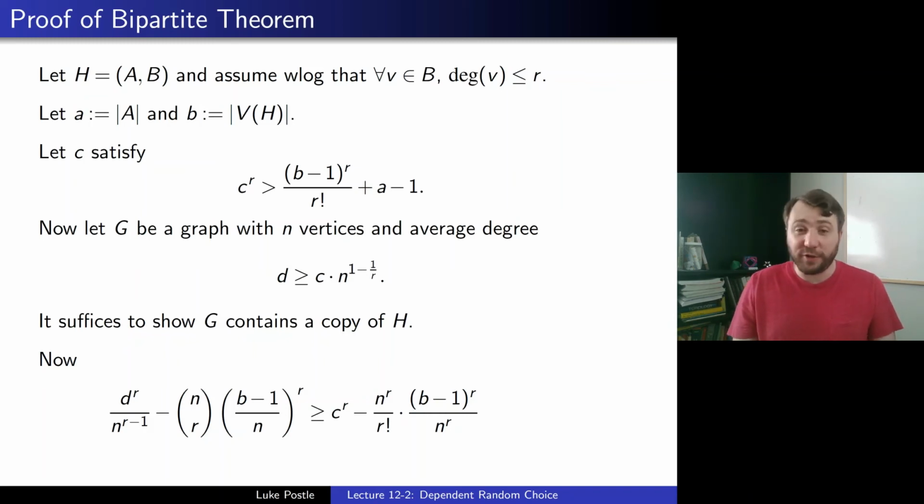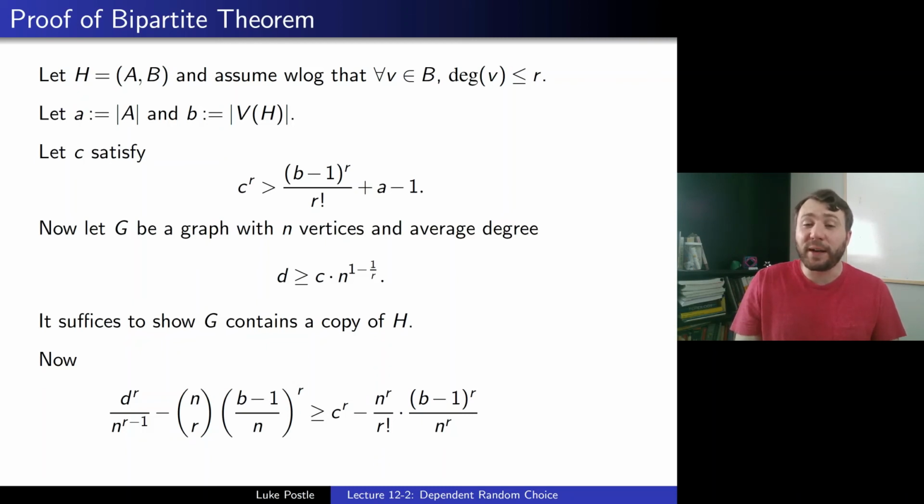So we have our average degree D, and I have some lower bound there. We want to check that D to the R over n to the R minus 1, minus n choose R times (b minus 1) over n to the R, is at least a minus 1, if you remember. And what do we have? Well, if I plug in that lower bound on D, we get C to the R, and it turns out that the n to the R minus 1 and n to the 1 minus 1 over R, to the R, cancel. So that first term will just be at least C to the R. And as for the second term, I can just replace n choose R with n to the R over R factorial, since we're lower bounding here.